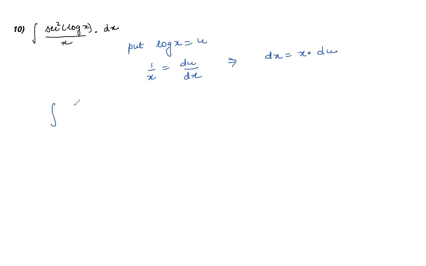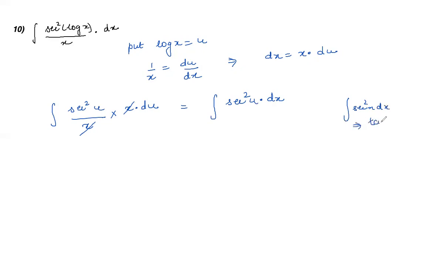So it would give me sec square, log x I can put as u, and x I'll put as it is. Dx I'll put as x into du. So x and x will get eliminated. Finally, I'm left with sec square u into du. What is the integration of sec square x dx? It gives me tan x plus c, right?